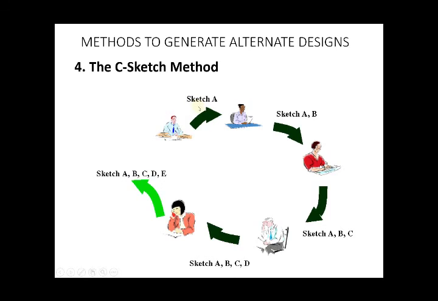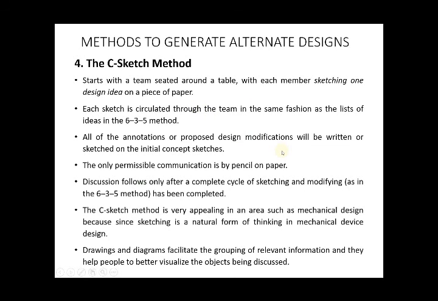So that is known as the C-sketch method. It starts with a team. They sit around a table, similar to the 635 method, and one design idea is sketched on a piece of paper. This paper is circulated to each of the members of the team. The only permissible communication is by pencil on paper, so they are not allowed to talk with each other.